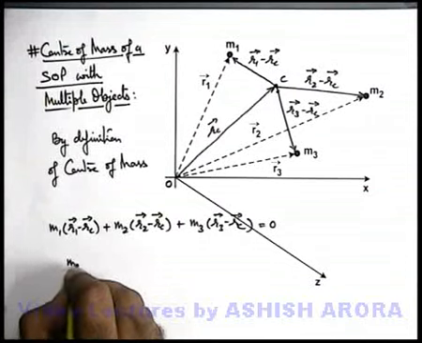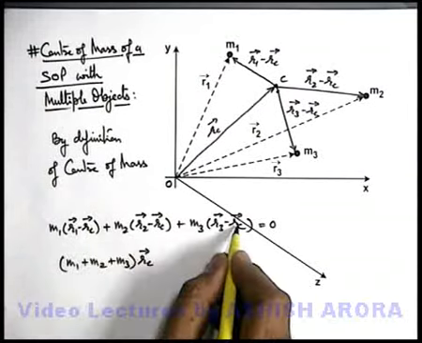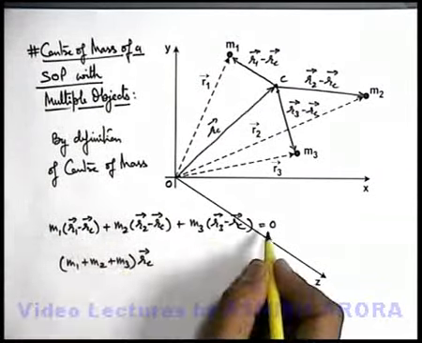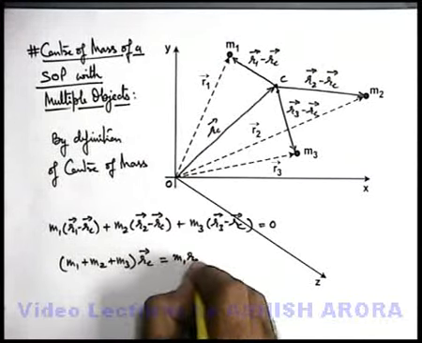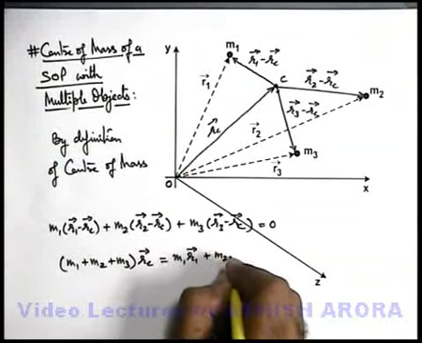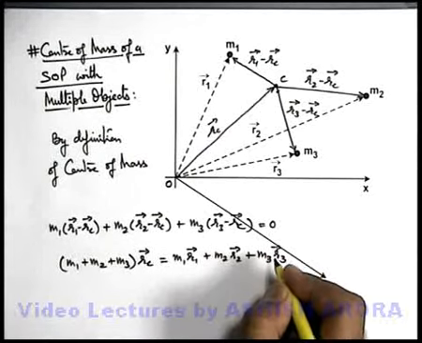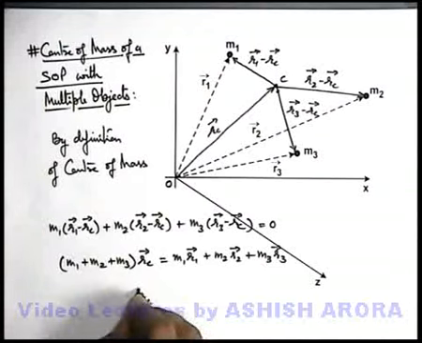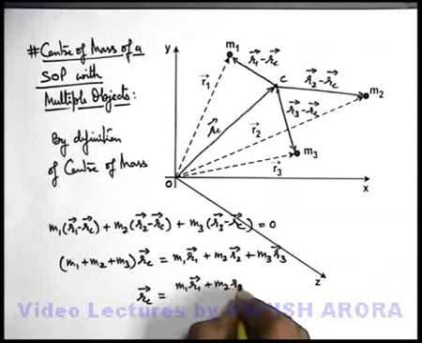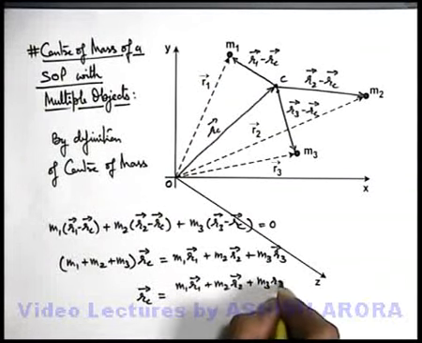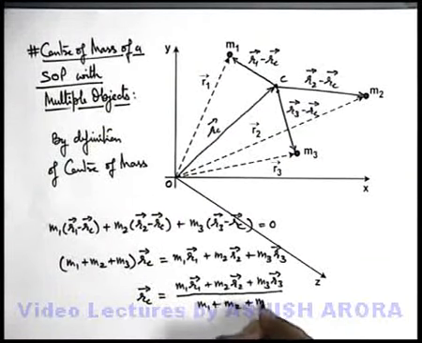Now in this expression, we can simply take RC common, and this equation can be rewritten as (m1 plus m2 plus m3) into RC. If we take RC common, we have on the other side of the equality m1 r1 vector plus m2 r2 vector plus m3 r3 vector. So we can directly get the position vector of the center of mass as m1 r1 vector plus m2 r2 vector plus m3 r3 vector divided by the sum of the masses m1 plus m2 plus m3.